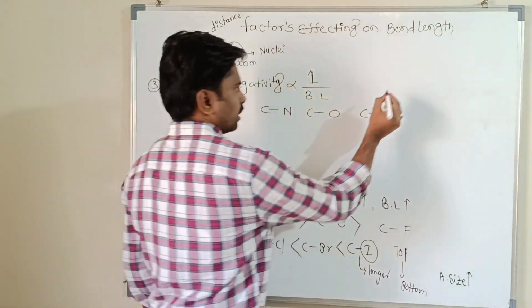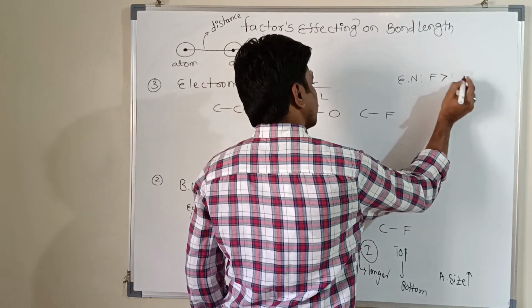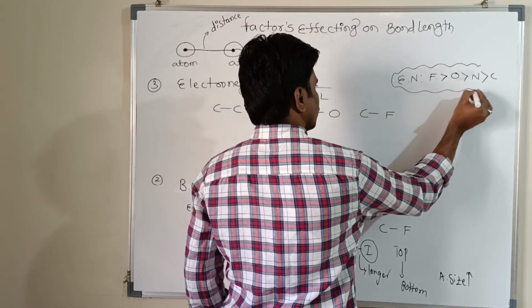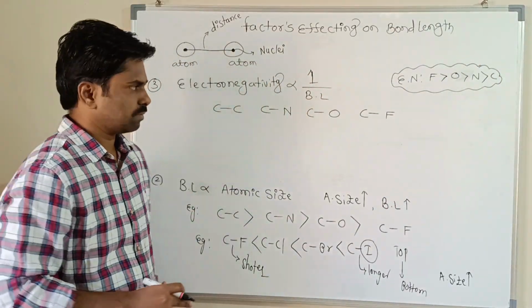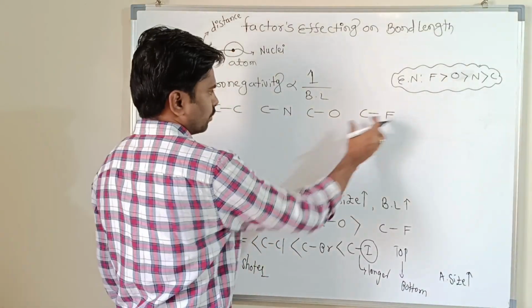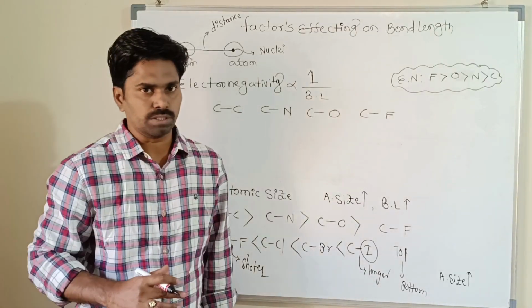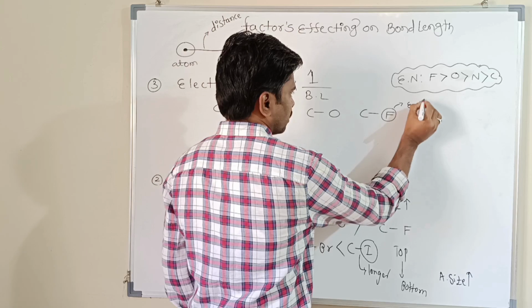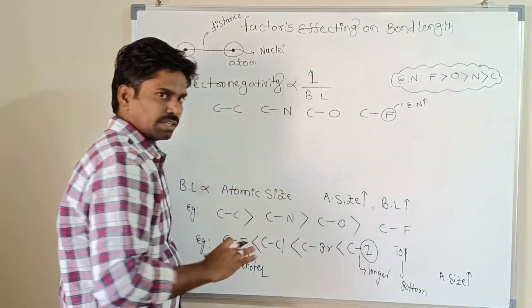So we already know the electronegativity is highest for fluorine, then oxygen, then nitrogen, then carbon. So the electronegativity is in excess for fluorine compared to carbon. Comparing the bond lengths of carbon-carbon and carbon-fluorine, carbon-carbon is longer than carbon-fluorine, because fluorine has the excess electronegativity. So when electronegativity increases, automatically the bond length decreases.